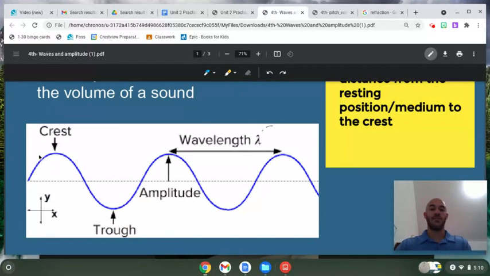Talk about the wavelength. If this is a crest, that means the wavelength is the distance from one crest to another crest. Distance from one crest to another crest, that is the wavelength. I'll just do that right there.